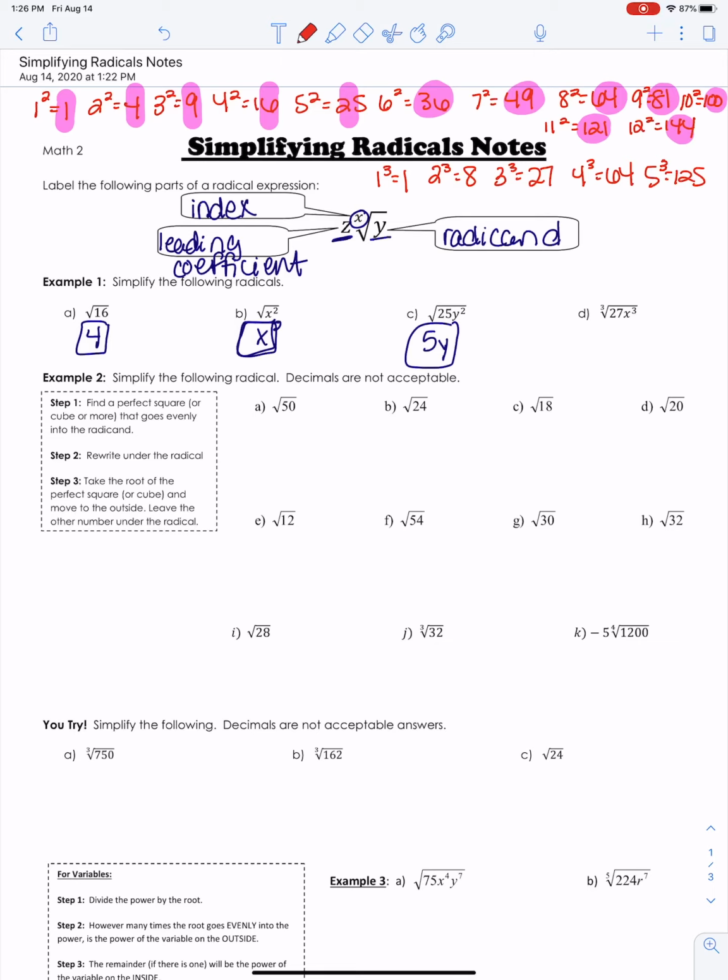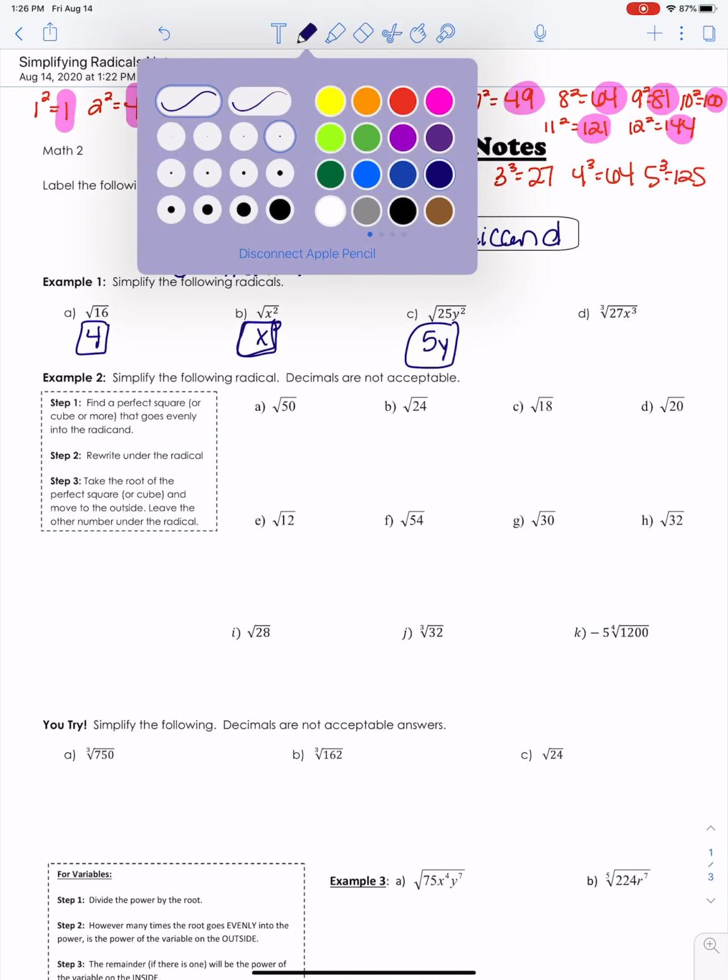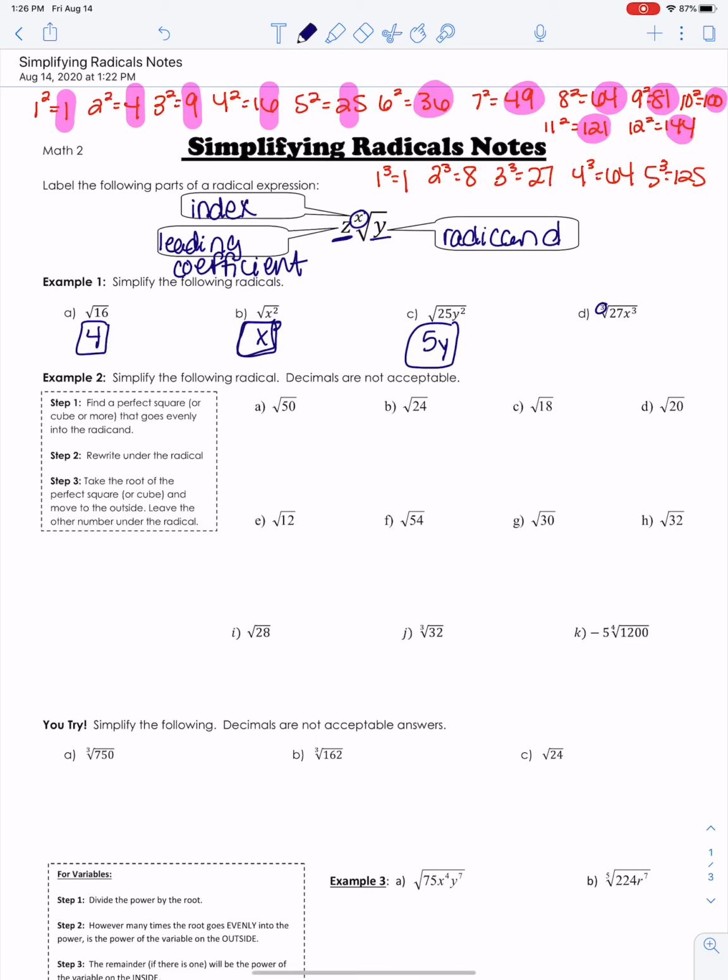Okay, so on D, our index, when I say index, I'm talking about this part right here. Our index is 3, so we're doing cube roots. So the cube root of 27 is 3, and then x cubed is just going to turn into an x. Okay, now we're going to get into simplifying. And I've got the steps over here to the side. So step 1, find a perfect square or cube that goes evenly into the radicand.